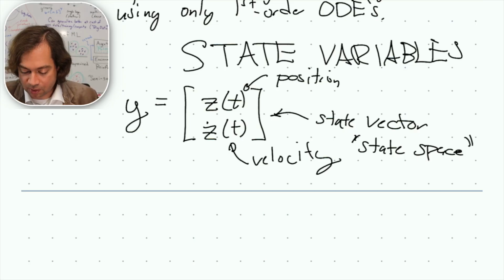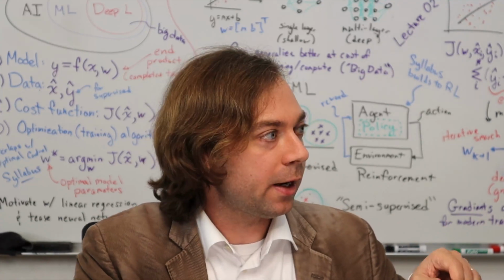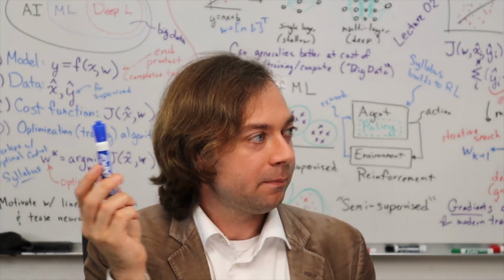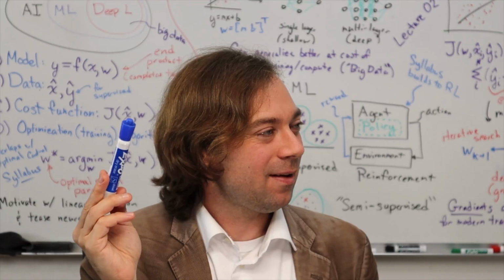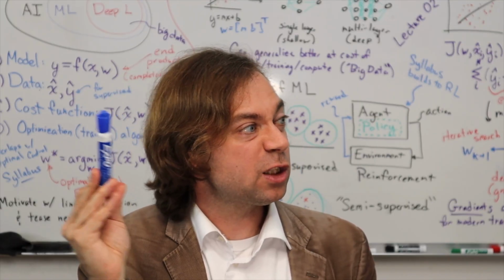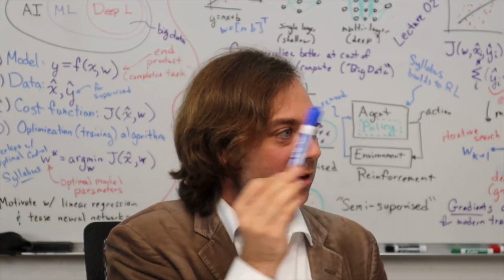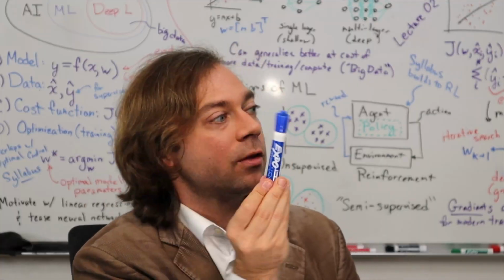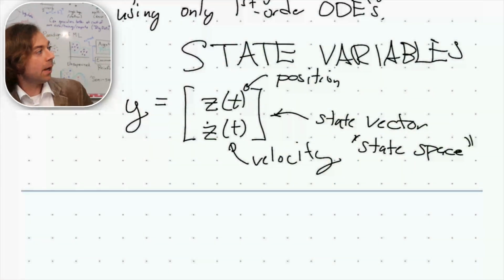For instance, if I am going to simulate the trajectory of this marker, if I want to know where it goes over time, I need to know where it started. And if I don't know the speed at which it starts, I don't know where it's going to end up either. So those are two things I need to know for the position of this marker back and forth. So that's another way to think of the state vector.